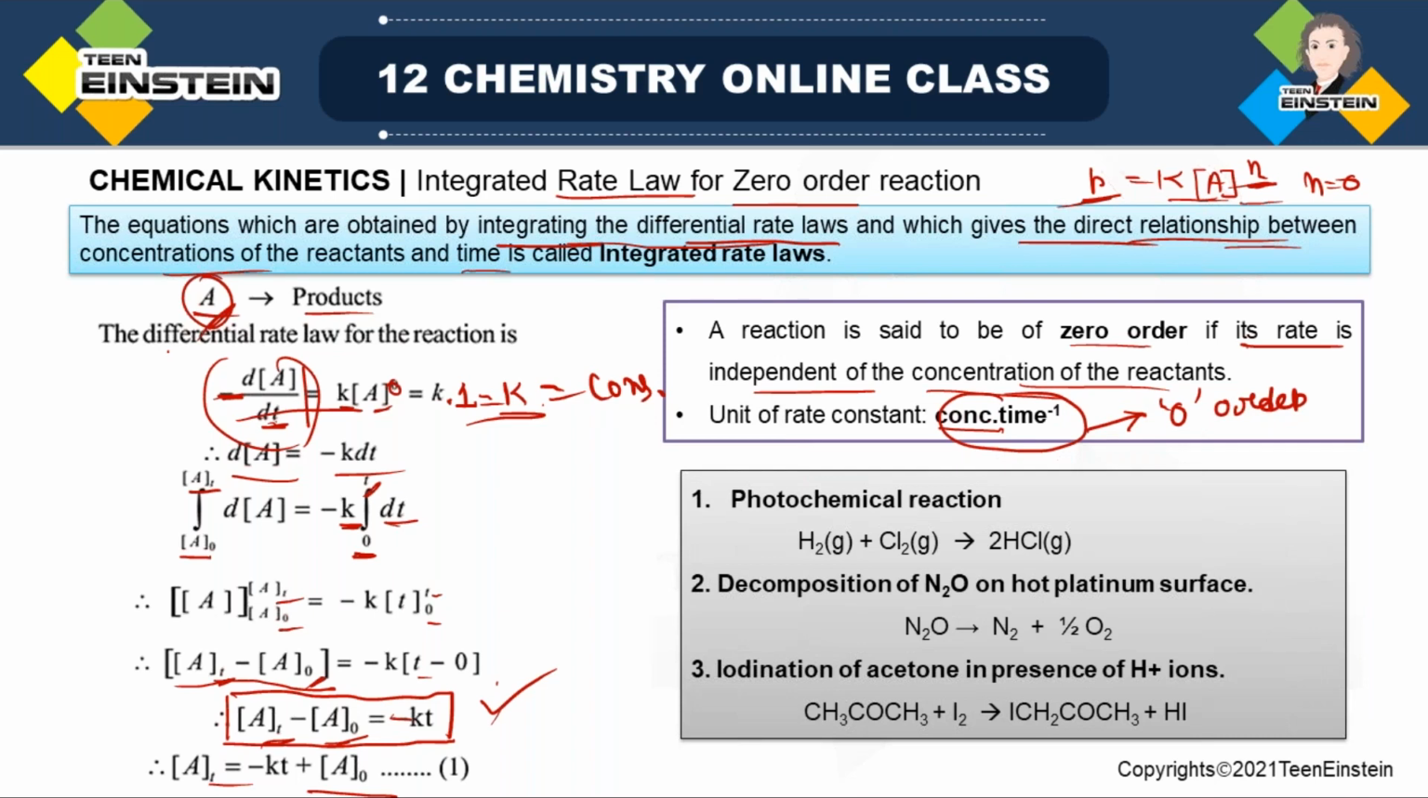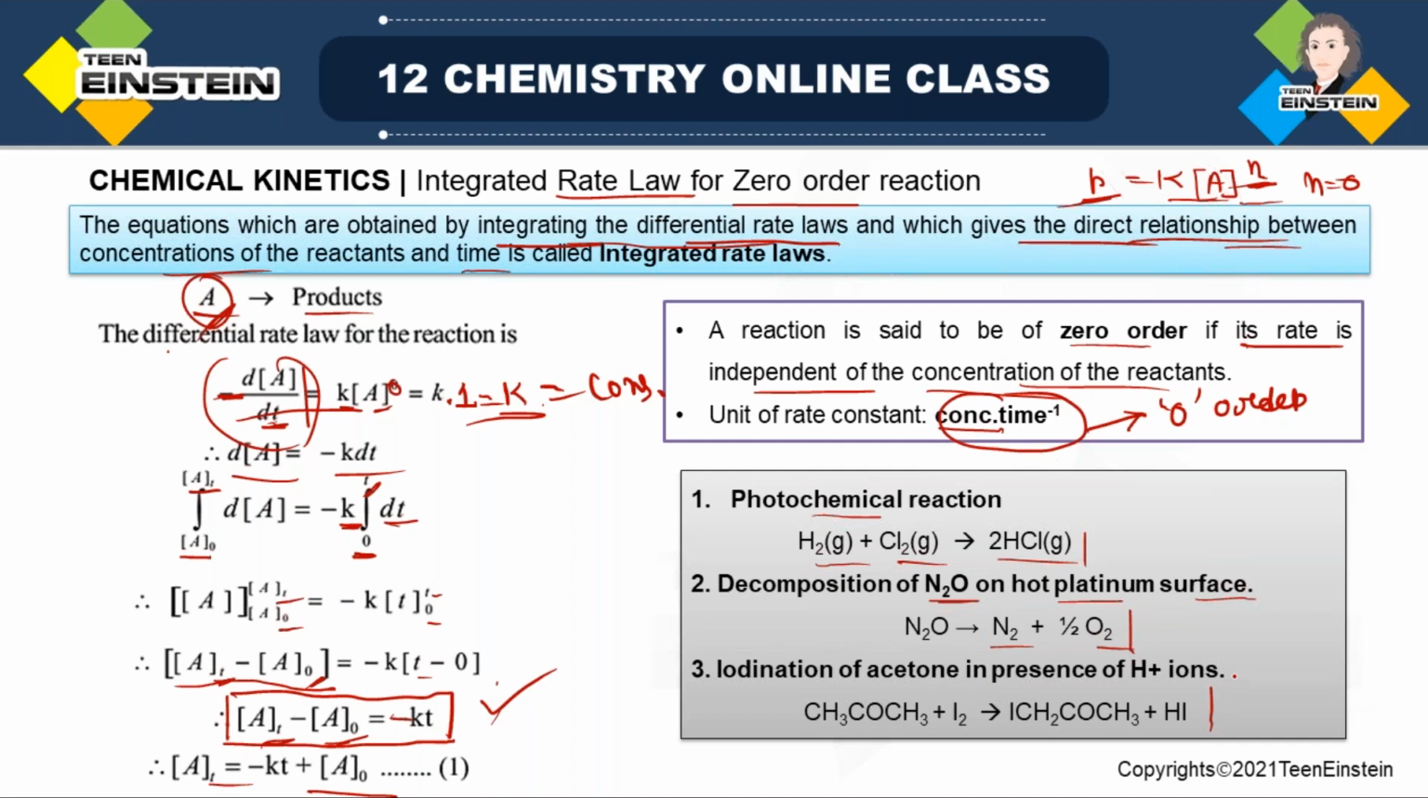Some examples of zero order reaction: a photochemical reaction, where electromagnetic radiation is used, hydrogen and chlorine in gaseous condition producing hydrochloric acid. And the decomposition of N2O, which is one of the oxides of nitrogen, on a hot platinum surface, where we get nitrogen and oxygen. Though single steps are written here, do not think it is an elementary reaction.